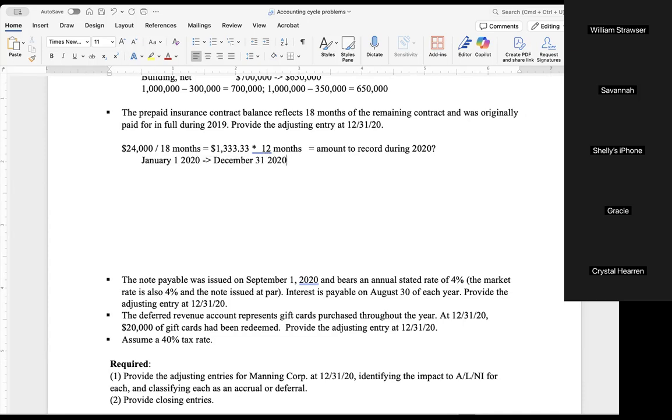And so when you look at it that way, you can see why you can't just take 12 December and subtract 1 from it, January, because then you'll come up with 11 months. Really this is 12 months when we write it out. So I take the 1,333 multiplied by 12 months, and that gives me 16,000. So that's the amount to record during 2020.